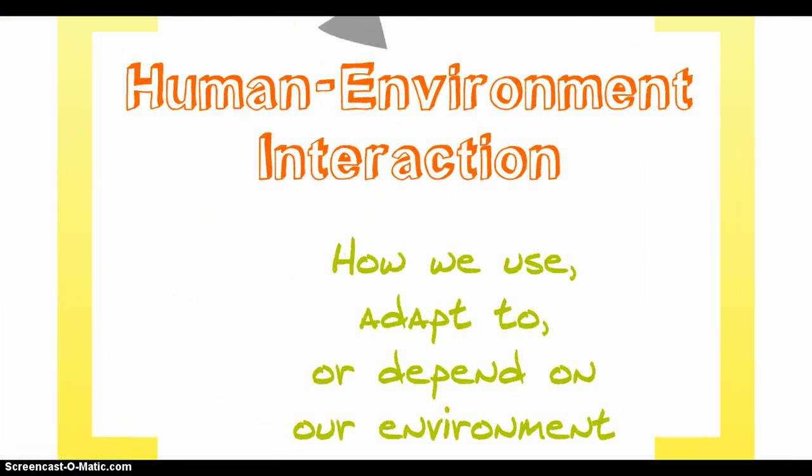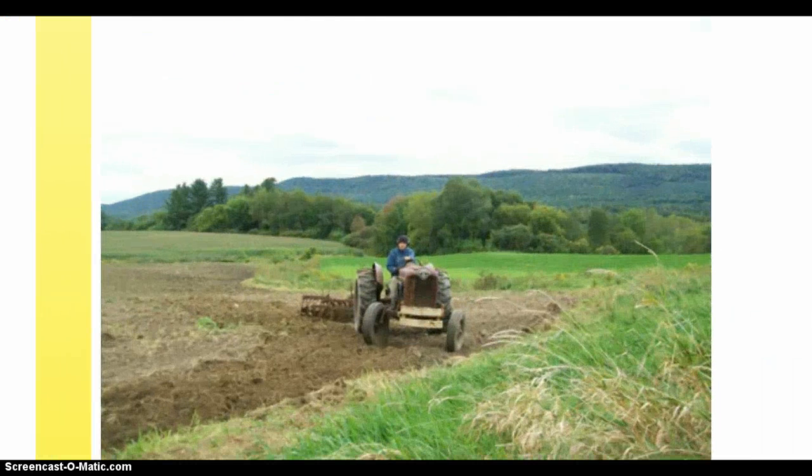Next, we have human-environment interaction. This is how we use, adapt to, or depend on our environment. Write that definition down next to human-environment interaction. So some examples could be farming. This is actually a picture of my sister who has a farm in Maryland, and she's going to come later in the year to talk to us about farming. But she is using a tractor to till the land, to mix up the soil so that it will be good for planting. So she is making her environment adapt to her needs.